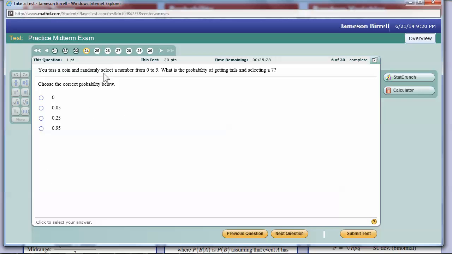You toss a coin and randomly select a number from 0 to 9. What's the probability of getting tails and selecting a 7? I think this is the last thing we have time for on this set. So let me draw this out actually.